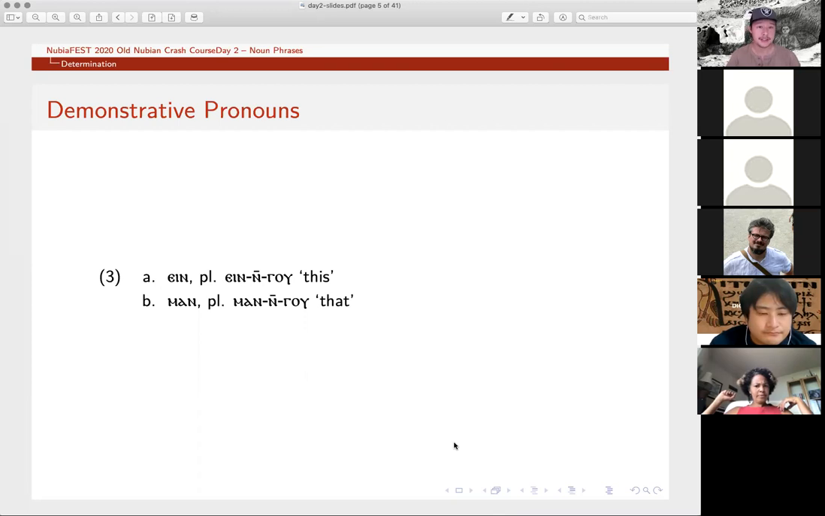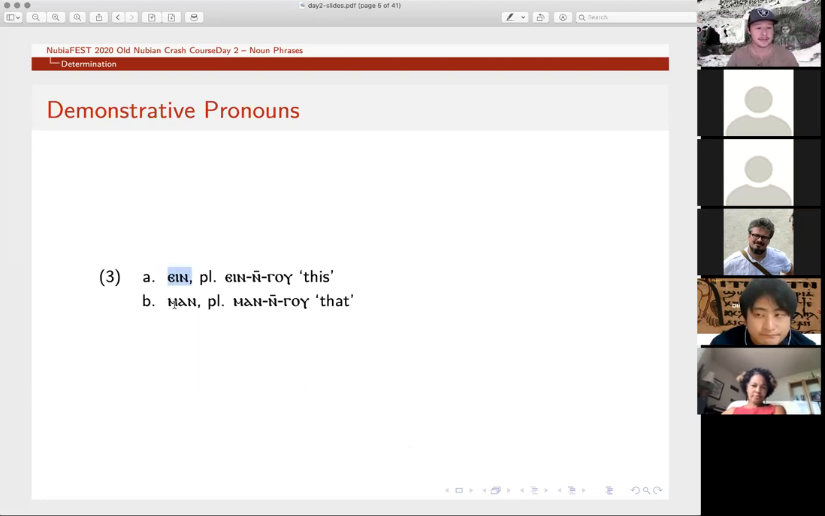There are two in Old Nubian, so we only make a distinction between this here and that over there. So that's kind of like in English and in many other languages. Some languages, for example Japanese, have a distinction in three: something that's here with me, something that's there with you, and something that's over there with another person. But Nubian has only this distinction between here with me and over there.